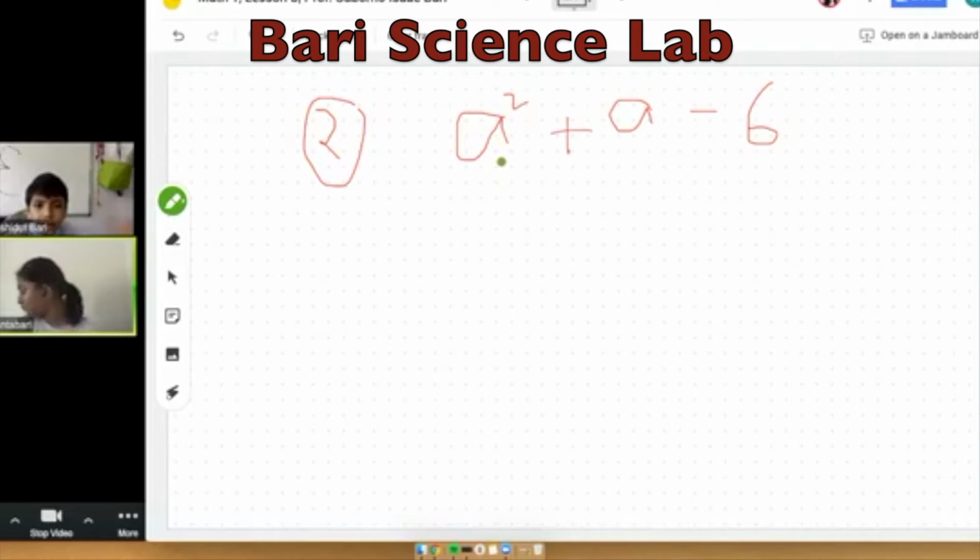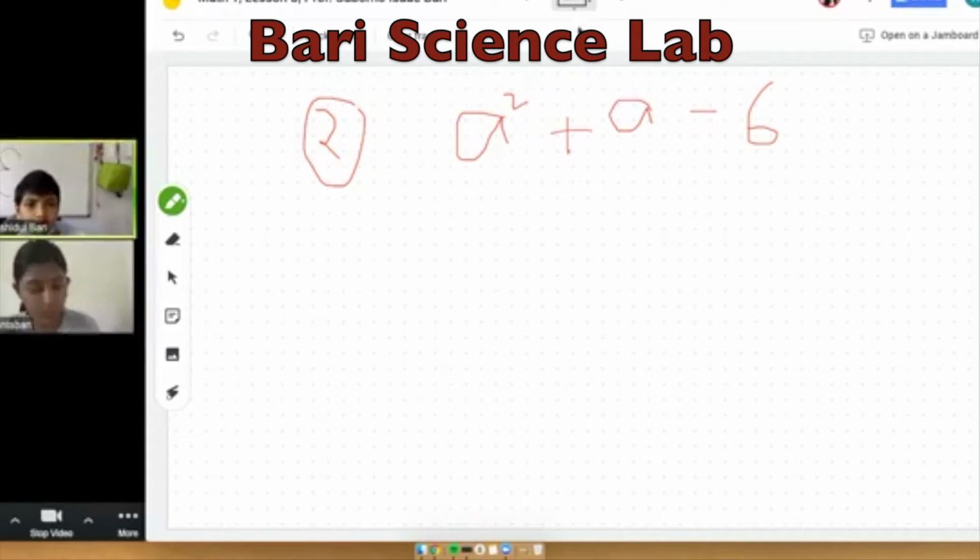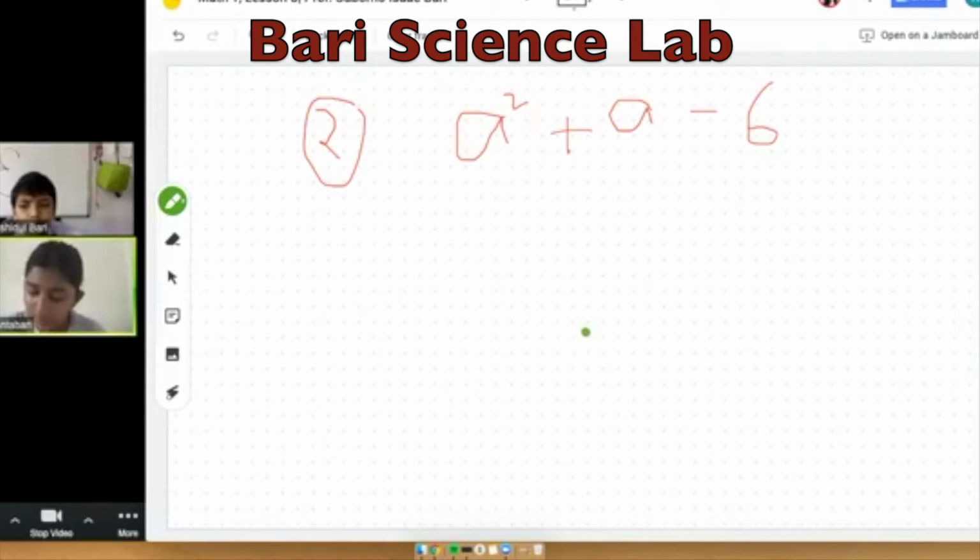Next, a squared plus a minus 6. She's doing this on the Jamboard on her iPad. So, how would you factor this out, first of all? You have 5 choices. Number 2? Yeah. Okay. Go to frame 2. You had to find the factors for negative 6.